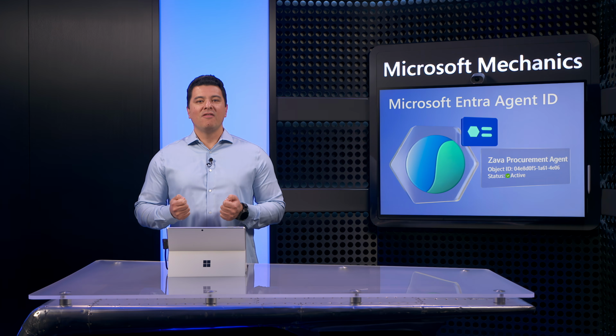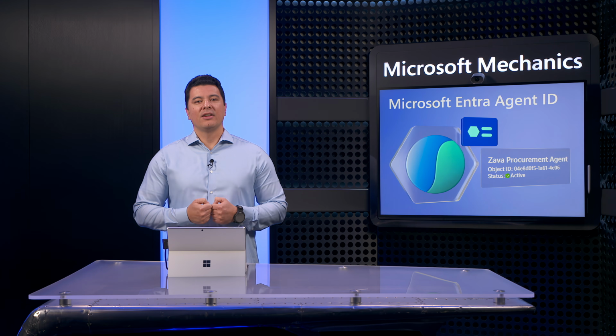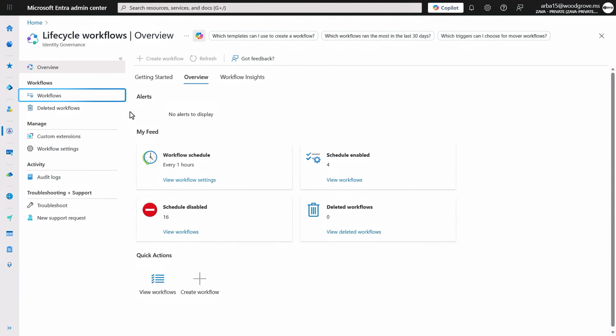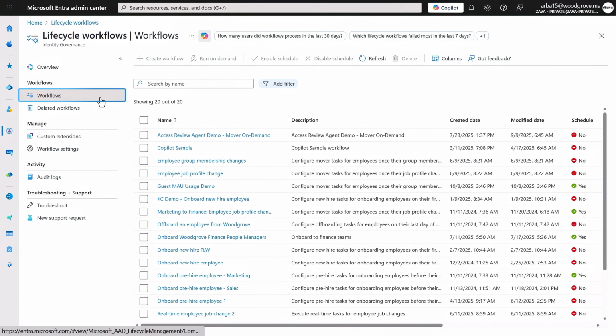Since agents have one or more human sponsors, let's move on to what happens if a sponsor leaves or changes roles and makes the agent ownerless. For that, using lifecycle workflows, we can automatically notify the right people when agents become ownerless. Workflows are a great way to automate routine tasks like employee onboarding and offboarding, and they work for agents too.